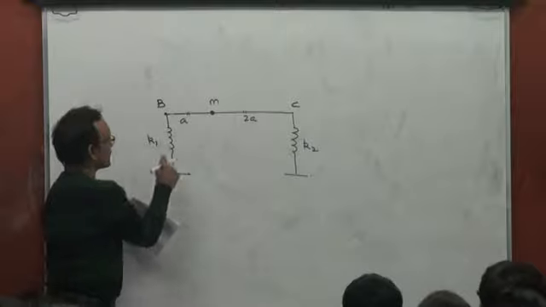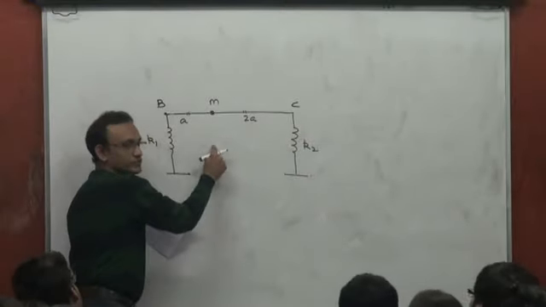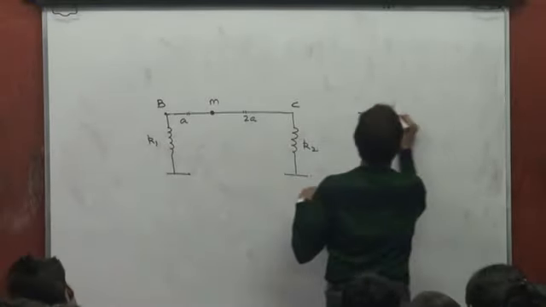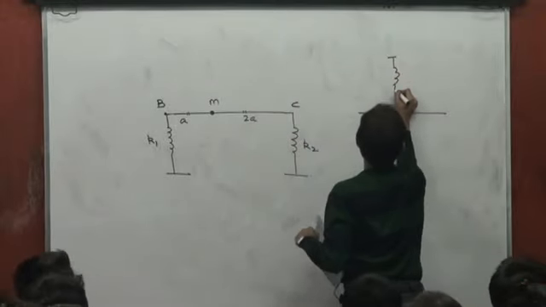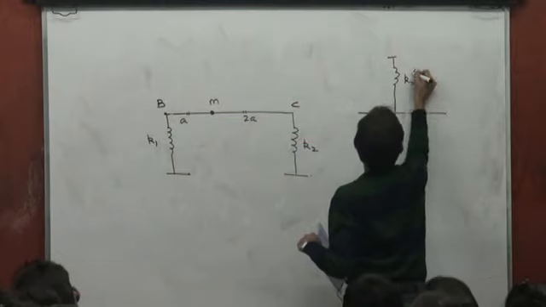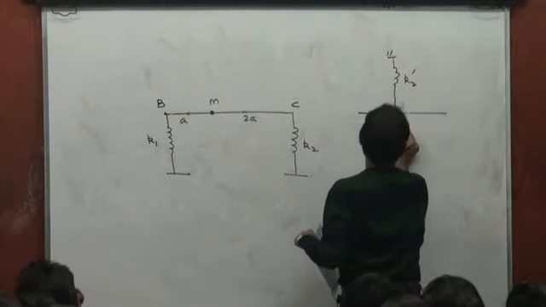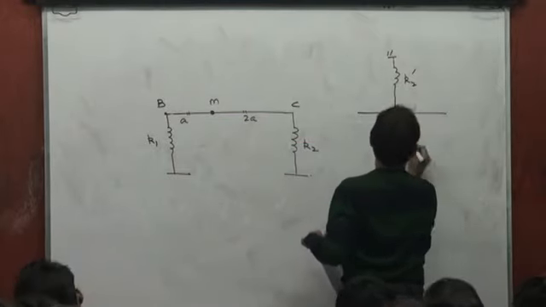So what I'm going to do is I'm going to shift k1 here, and I'm also going to shift k2 here. So let's say when I shift k2 here, I put it upside down. K2 becomes like a k2 prime here, and k1 becomes like a k1 prime here.